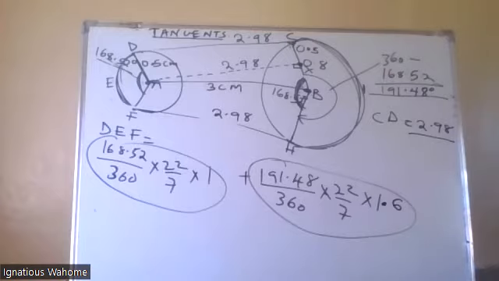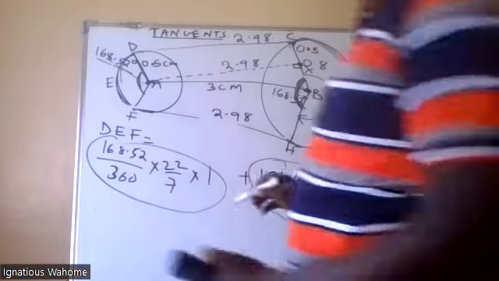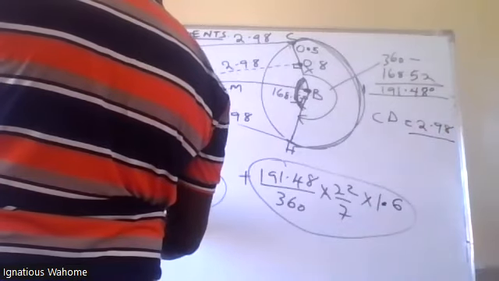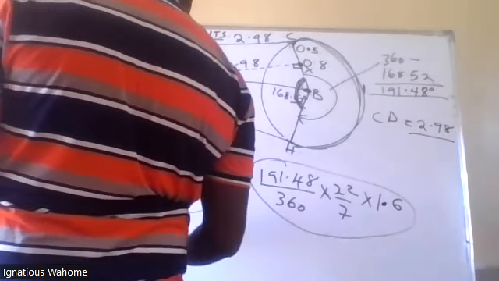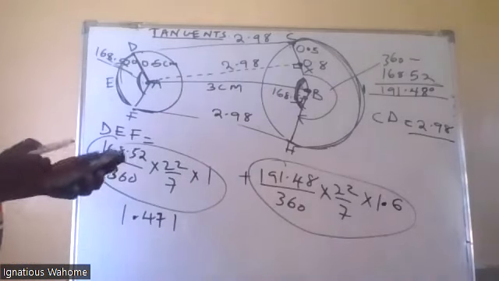So the first one is 1.471. Are you getting what I'm getting? 1.471.